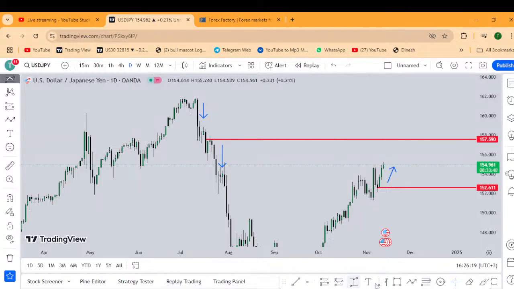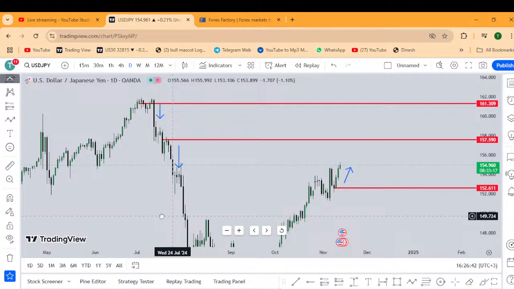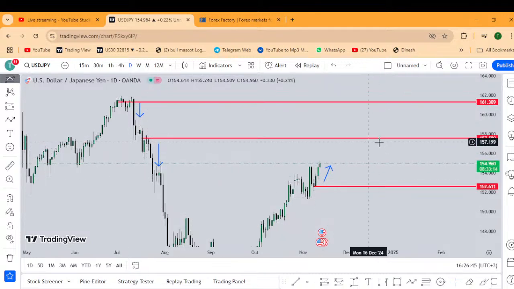And as I've told you, behind that expansion, we can also expect another area rich for sellers. Let me hope you're on the same page. So behind it, we have this. Those are the two zones we have. We have two zones for sellers and two zones for buyers. That's the daily time frame.